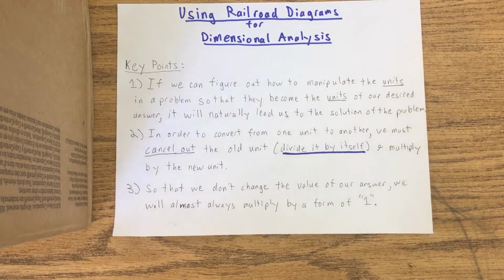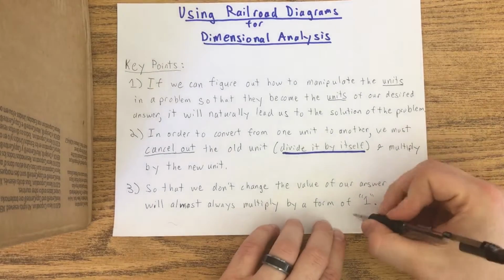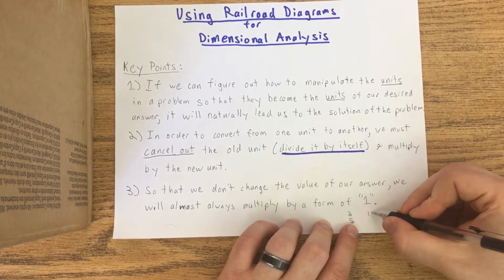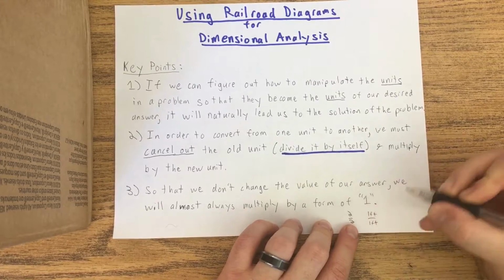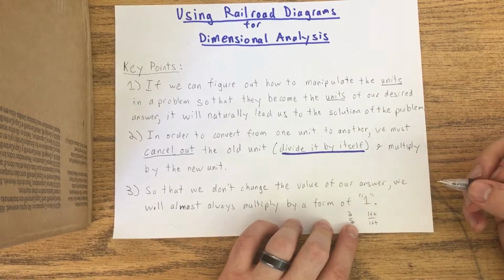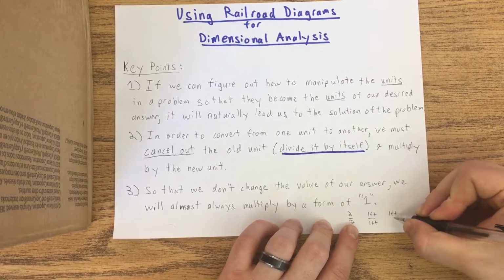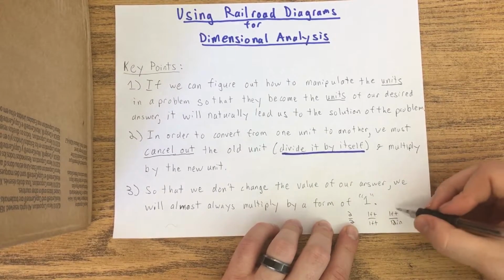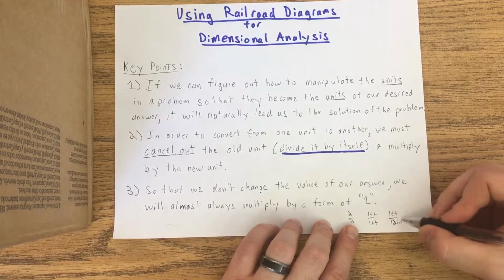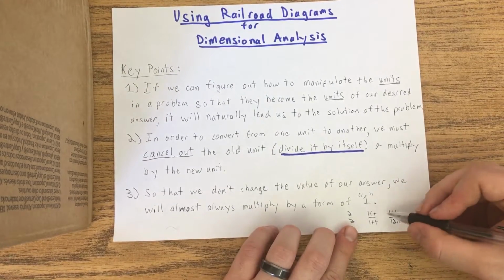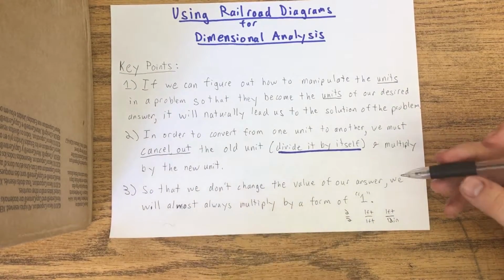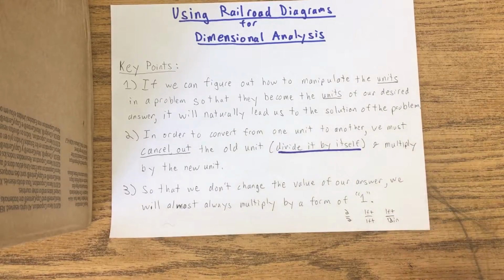So for example, forms of 1 could be 2 divided by 2. Or they could be 1 foot divided by 1 foot. Or they could be what's more useful for us, 1 foot over 12 inches. Since this is a form of 1, since 1 foot is equal to 12 inches, this value is just multiplying. If we multiply by 1 foot over 12 inches, that's the same as multiplying by a form of 1. So we won't change the numerical value of our answer.